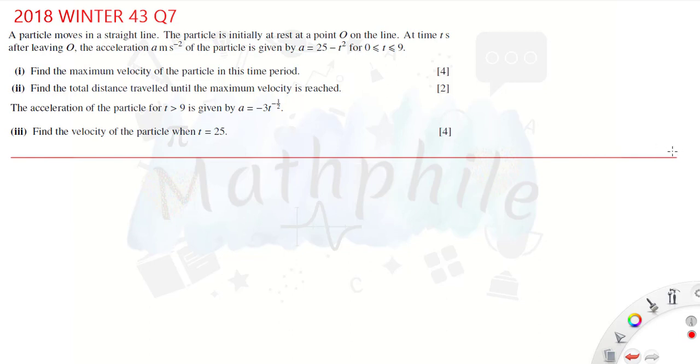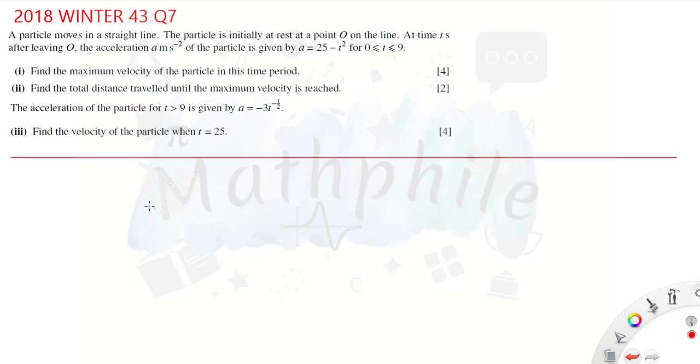Okay, so any ideas as to how to go about this? A particle moves in a straight line. The particle is initially at rest at point O on the line. At time t seconds after leaving O, the acceleration a meters per second squared of the particle is given by a equal to 25 minus t squared for the time interval 0 to 9 seconds. Find the maximum velocity of the particle in this time period.